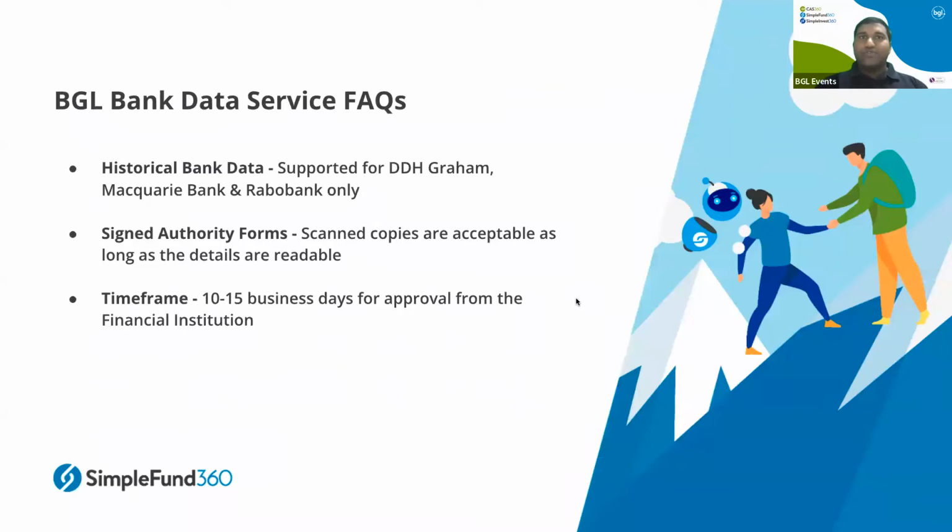Now, a couple of other questions that we also receive. Which banks provide historical data? There are 3 of those 16 banks that provide historical data. Macquarie is one of them, which is the most common one that we see outside of the big 4 banks. A couple of other small institutions, DDH Graham and Rabobank, also provide historical transactions. So it is just those 3 banks. And just to reiterate, that is why it's important to look at this part of the process, getting those bank feeds set up now rather than later, so that we have the full data feed starting from July 1 or earlier.